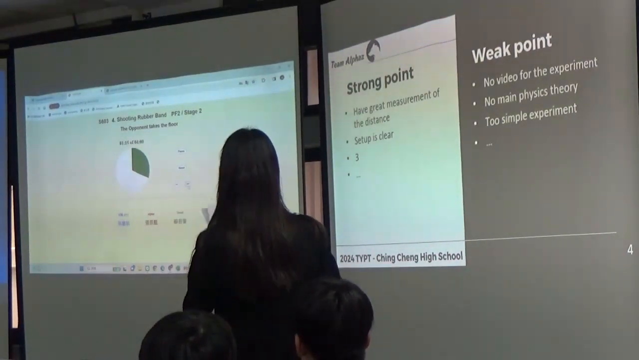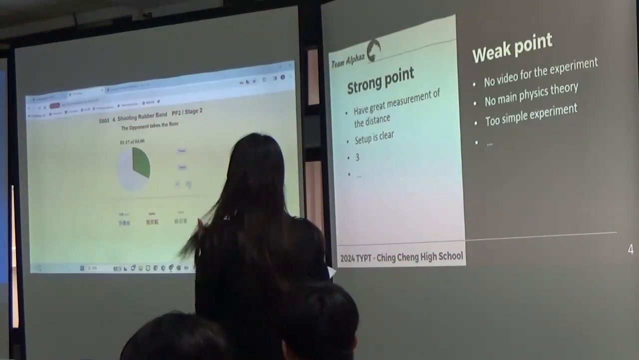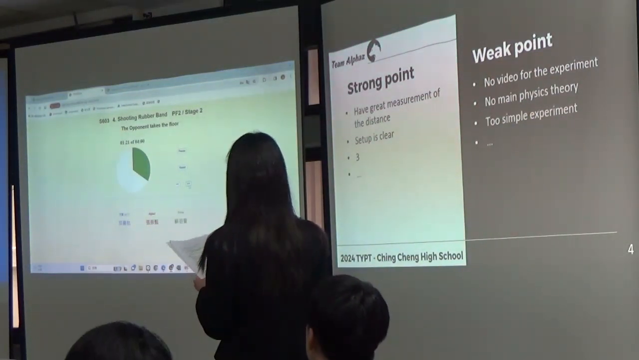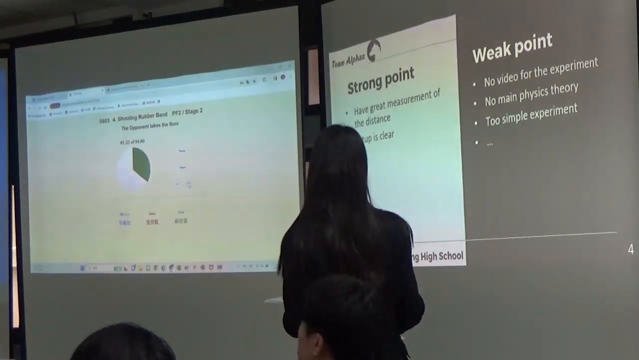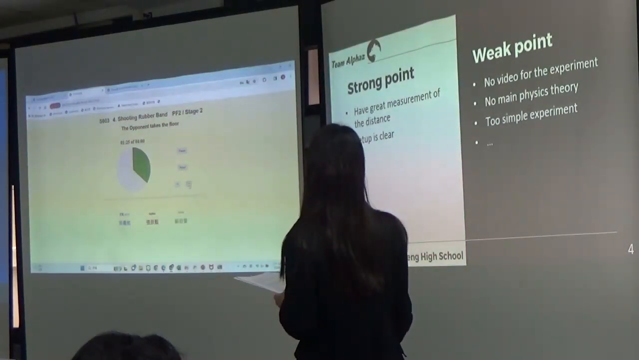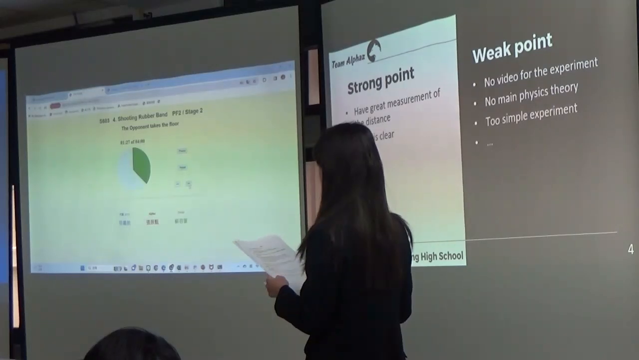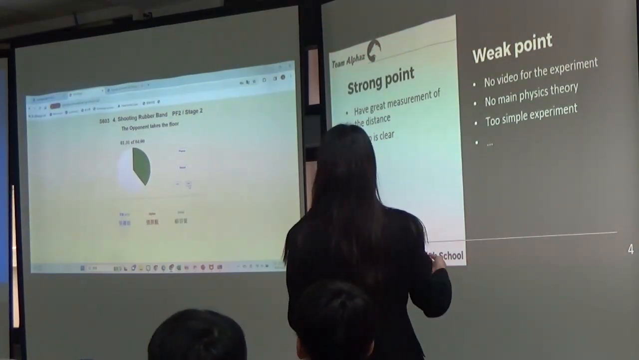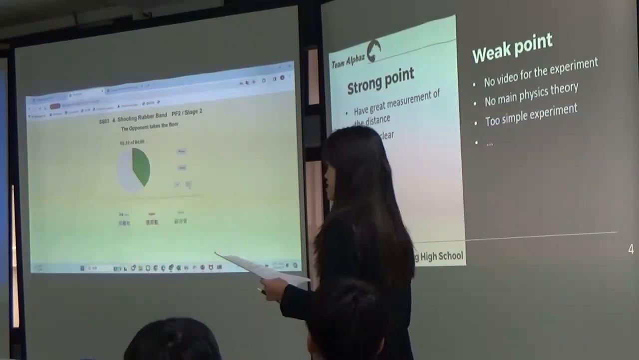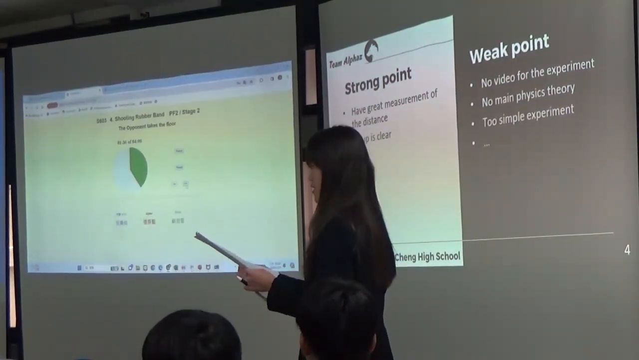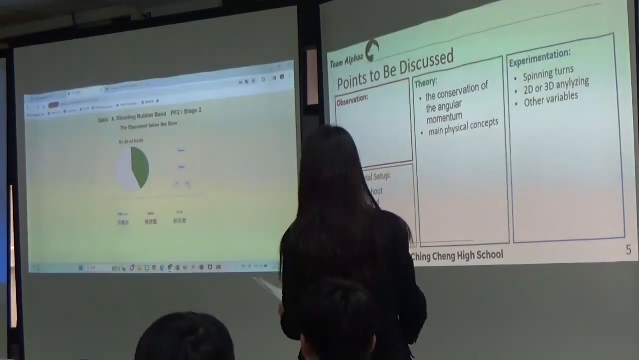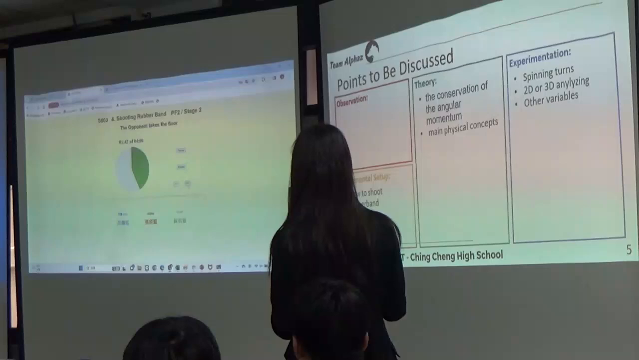The strong point is that they have a great measure of the distance, and the setup is very clear. And the weak point is that there's no video for experiments, no math physics theories. He only gave me Hooke's law and 2 simple experiments. There are too few parameters or other variables. Okay. So this is the point to be discussed.